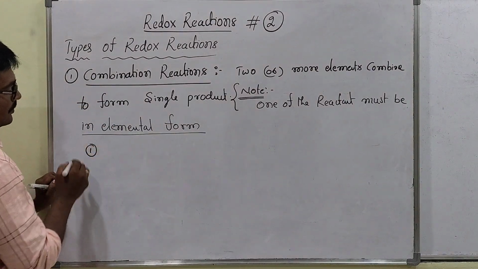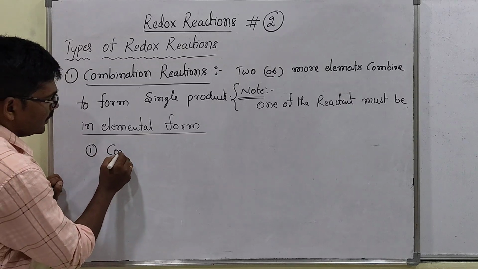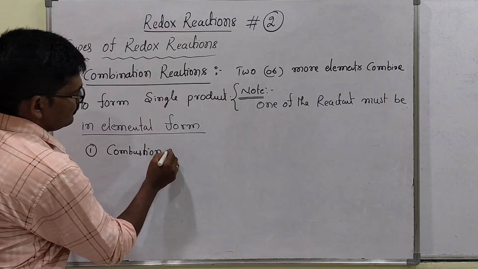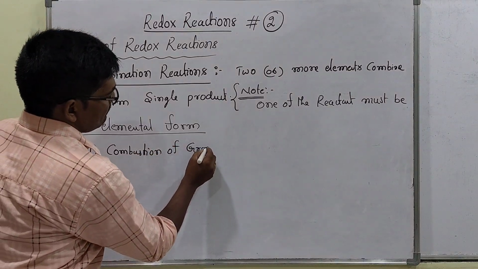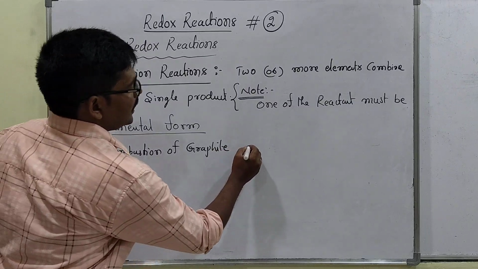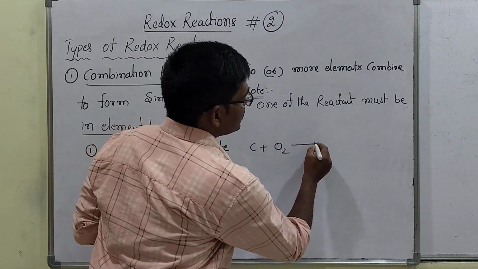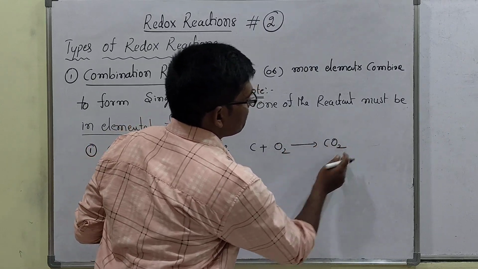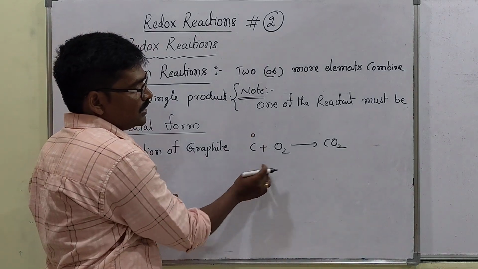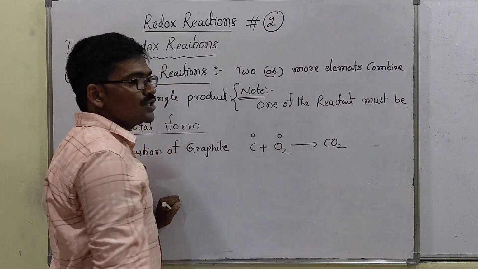Sir, what are the examples for these redox reactions? Example number 1, combustion of graphite. C plus O2 gives CO2. Sir, carbon oxidation state is 0. Then oxygen is present in the elemental form, oxidation state is 0.